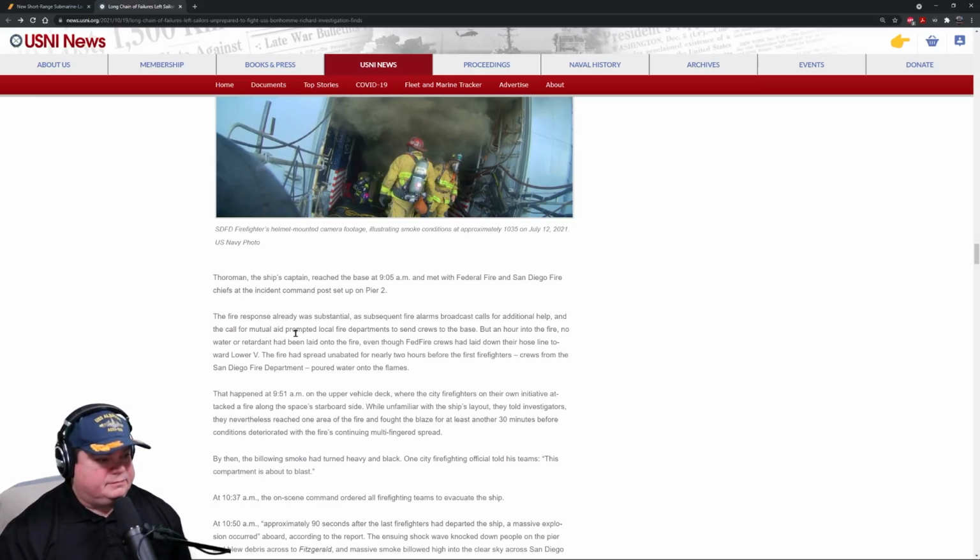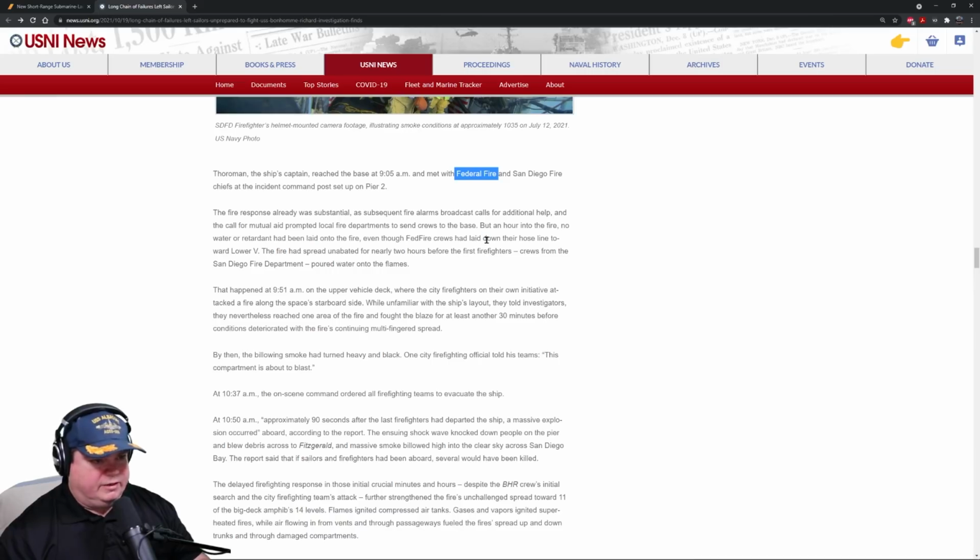They start off strong. The fire response already was substantial, and a subsequent fire alarm broadcast called for additional help and mutual aid, prompting local fire departments to send crews to the base. That's great. Now, the base will have its own fire department as well, that federal fire department right here. So you've got three agencies: the ship's crew, the on-base fire department, and the San Diego Fire Department. We want to be very careful as to who we're about to talk about, because one of them messed up.